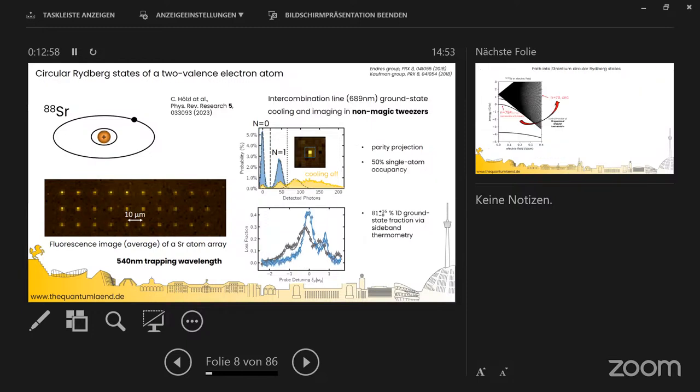That is data that shows that we have single atoms under control in the system. That's a typical histogram of optical photons that we scatter from individual strontium atoms, as we have also seen in the previous talk, where we can actually distinguish 0 atoms in a trap from 1 atom in a trap. We can rearrange the atoms, and we can also prepare them very well in their state. These arrays have intercombination lines.